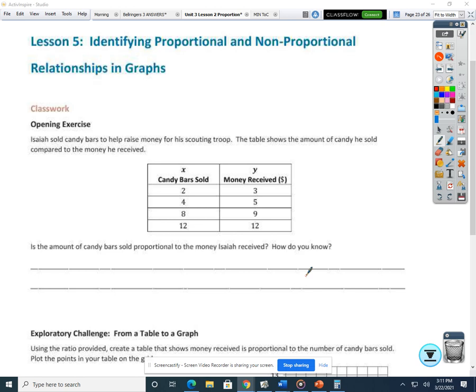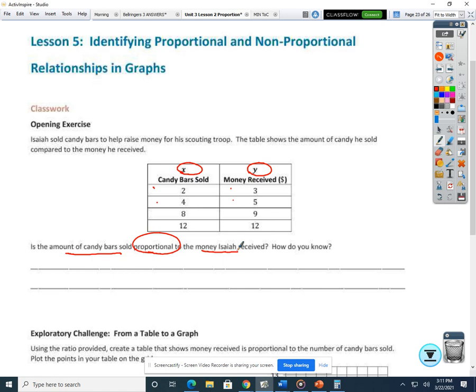It tells us that Isaiah sold candy bars to help raise money for his scouting troop. The table shows the amount of candy he sold compared to the amount of money received. So our X column is the candy bars sold. Our Y column is the money that he received. In each case, they give us the entries of how many candy bars he sold as to how much money he received. The question asked, is the amount of candy bars sold proportional to the amount of money Isaiah received?